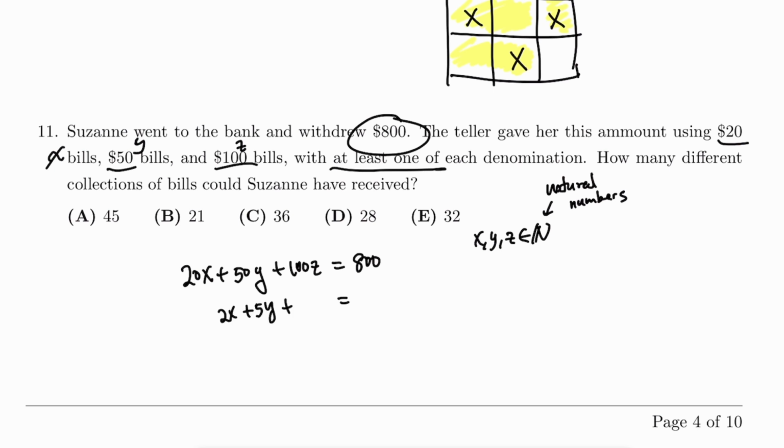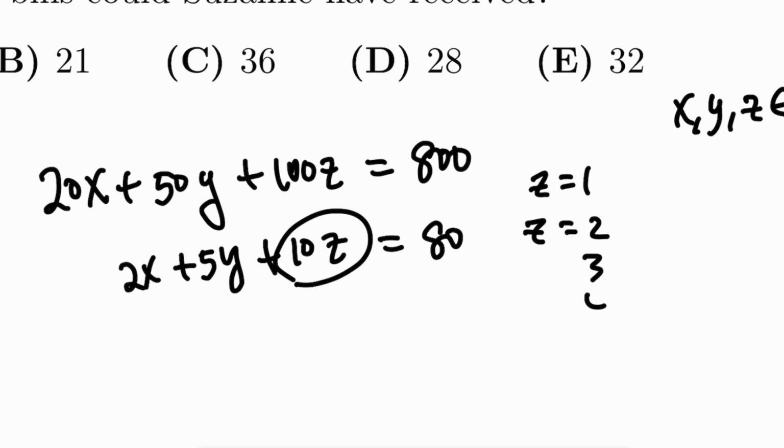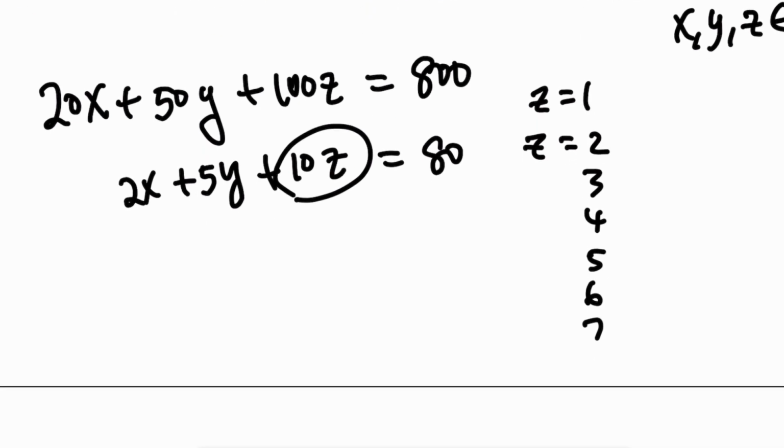That makes the problem a lot easier. And we can do this by saying, we can fix this 10Z. Let's say, first of all, if Z is 1, if Z is 2, 3, 4, 5, 6, 7, all the way to if Z were to be 8. And if Z is 8, the other two have to be 0, so that doesn't work at all.